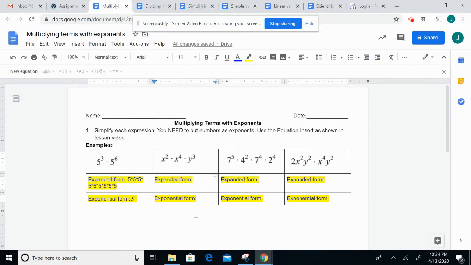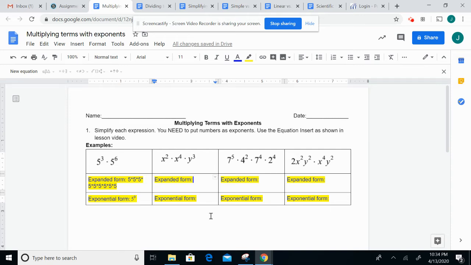So what do you notice about the exponents when we multiply? There's 3 and 6, and we ended up with 9. You're just going to add the exponents. So we didn't even have to do the expanded form. The expanded form is helpful, but you're just adding the exponents. As long as the base is the same, you can just add the exponents. It's 5 to the 9th. 6 plus 3 is 9.